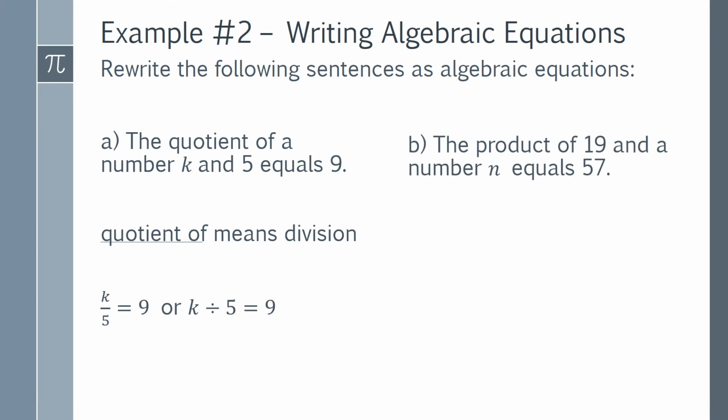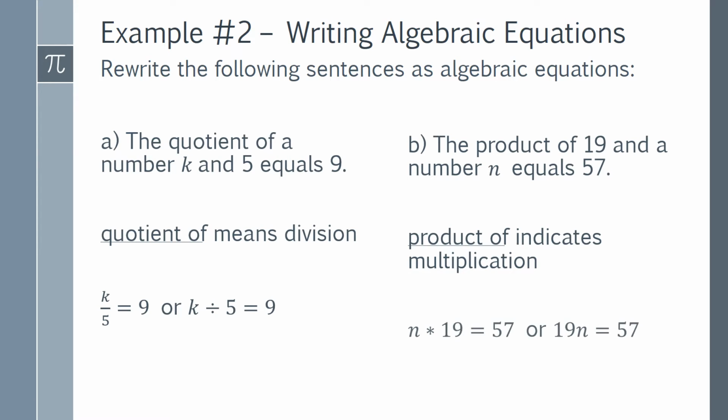Part B. The product of 19 and a number n equals 57. Product of indicates multiplication, so we can rewrite this sentence as n times 19 equals 57, or 19n equals 57.